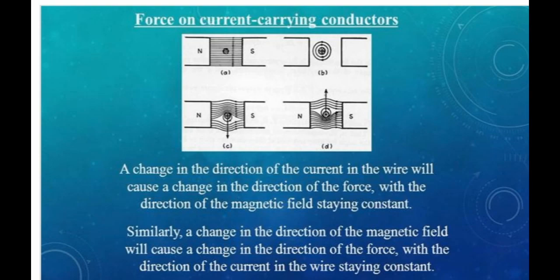By changing the direction of current, we can change the motion of a conductor. This is one method. In the second method, by changing the magnetic field also we can do it. Like here you have north pole and south pole. You can make it south and north, then also the motion of the conductor will be changed. The change in the direction of magnetic field will cause a change in the direction of force, with the direction of current in a wire staying constant.